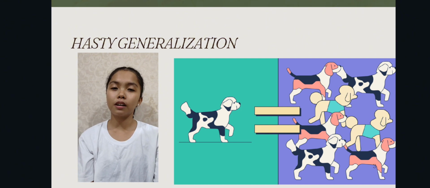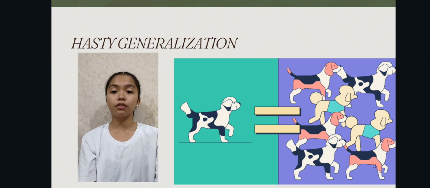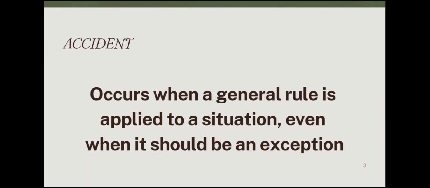Hey guys, I saw a foreigner from America. I think he's very rude, so therefore Americans are rude. In simple words, hasty generalization occurs when a sample is not significant enough to support generalization about a population.